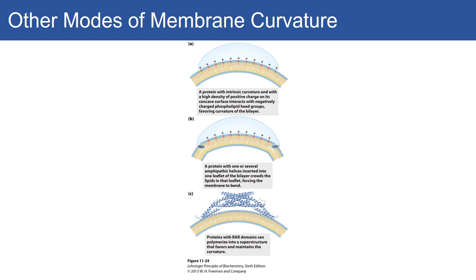You can also have a protein with one or several amphipathic helices inserted into one leaflet of the membrane, and that crowds the lipids in that leaflet, forcing the membrane to bend. You can also have proteins with BAR domains, and that polymerizes into a superstructure, and that will also cause curvature.